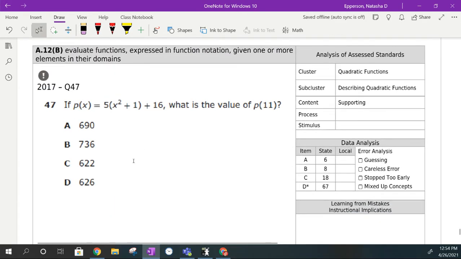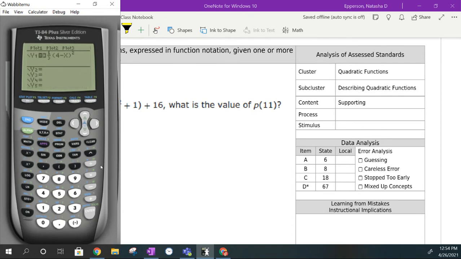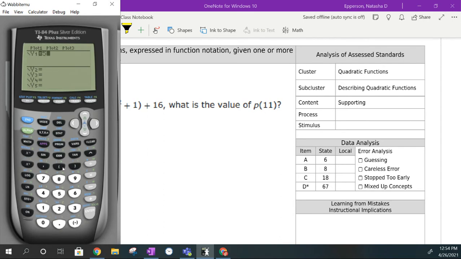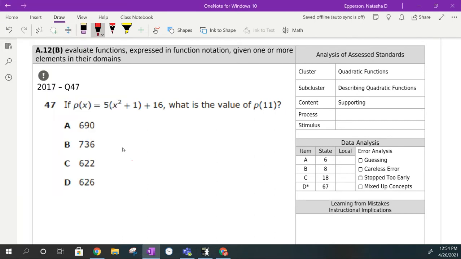Okay. Now here, same thing. So we've got P of x equals 5 times x squared plus 1, plus 16. So I'm going to go to y equals, and I'm going to clear my prior one. So that's going to be 5 parentheses x squared plus 1 close parentheses, and then I'm going to put plus 16. I'm going to go to second graph, and I'm going to look at when x is 11. When x is 11, we've got 626, which is our answer choice D.